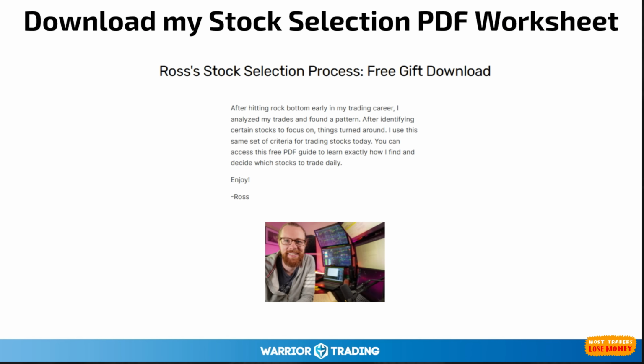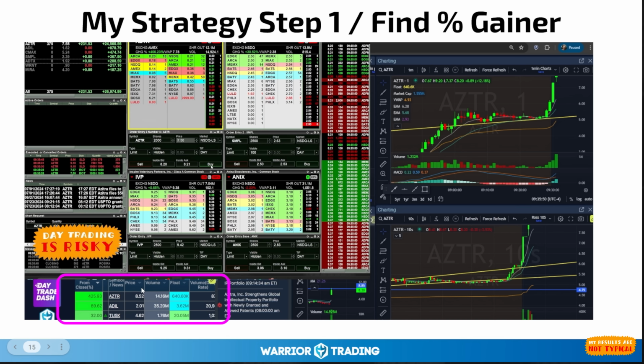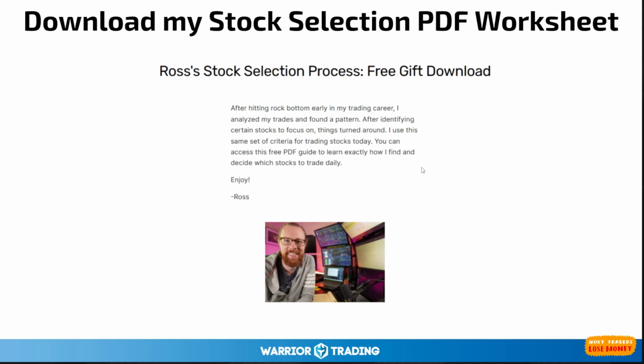The worksheet breaks down the 6 criteria that I use to determine whether or not a stock that is up and is the #1 leading gainer is actually worth trading. Because it's not just that it's the #1 leading gainer, it's also a measure of the float, the price, the relative volume, the news, etc. So make sure you guys download that worksheet and then you can use that in your trading.